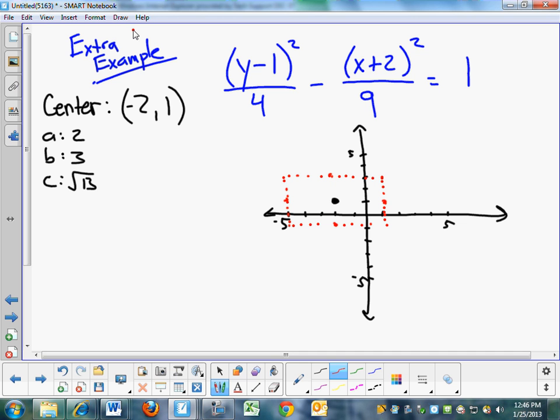Once again, I'm very gifted at making dots. I'm going to make my asymptotes too. So now I've got this. Okay, I've got my asymptotes, I've got my box. Now what I need to do is plot my vertices.